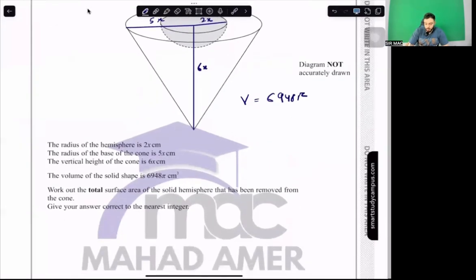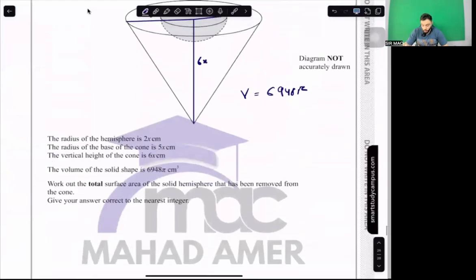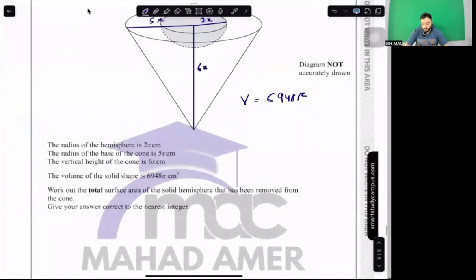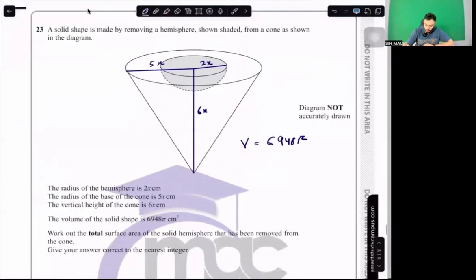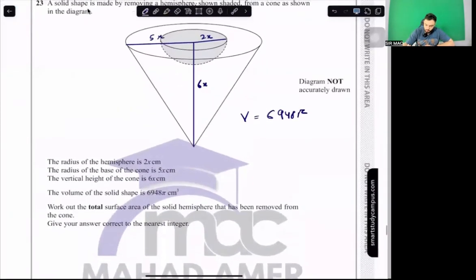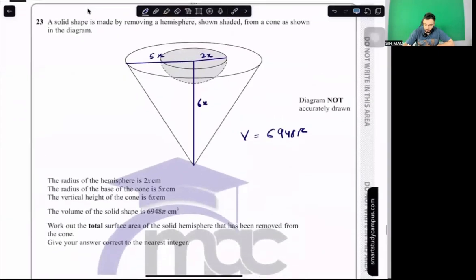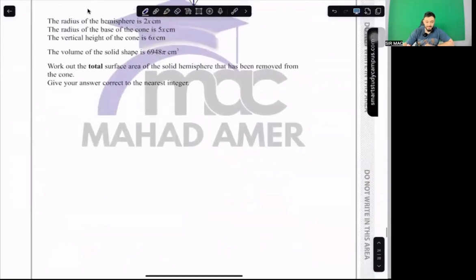Work out the total surface area. Oh, right. So you're required to calculate the total surface area of the solid hemisphere that has been removed from the cone. Give your answer correct to the nearest. Okay, so solid hemisphere area. That's brilliant. And for that, I would definitely need to get the volume of the hemisphere. So let's start solving it.